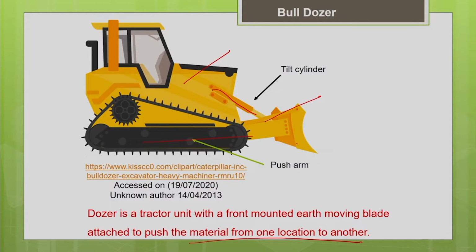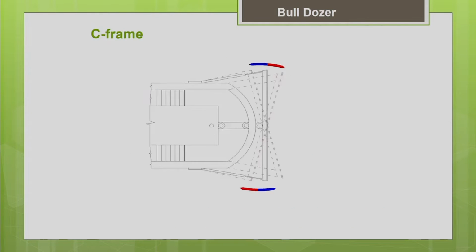Similarly, there are also other types of connections, for example a C-frame connection between the tractor and the blade. With this particular kind of connection, certain types of blade movements are possible. Basically, the connection between the tractor unit and the blade will decide the possible movements or adjustments for the particular blade. We will discuss the blade movements later.